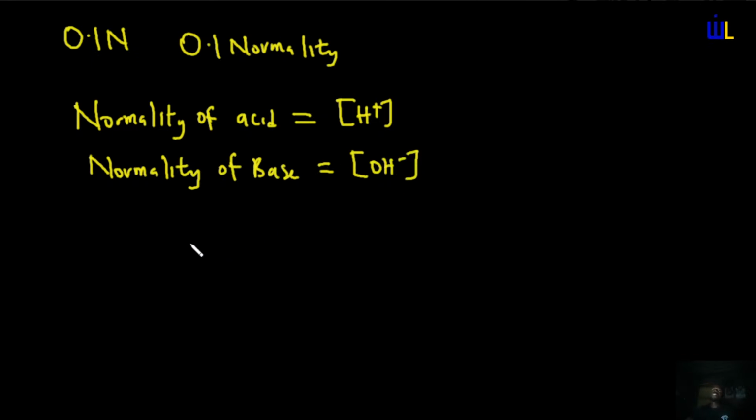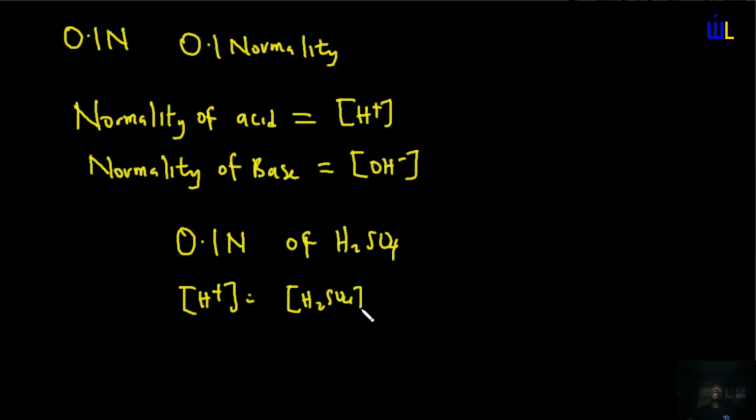So the implication is, if I say that you have 0.1 normality of H2SO4, you don't need to do concentration of hydrogen ion equals concentration of H2SO4 multiplied by 2. The reason is this concentration in normality is not necessarily the concentration of H2SO4. It is simply describing the concentration of the hydrogen inside H2SO4. So please note that normality does not give the concentration of the acid. Normality is directly telling you that this particular ion has this concentration.